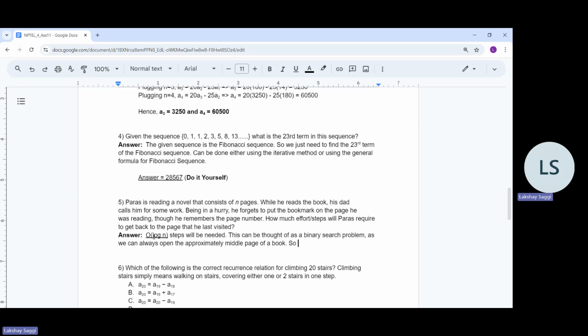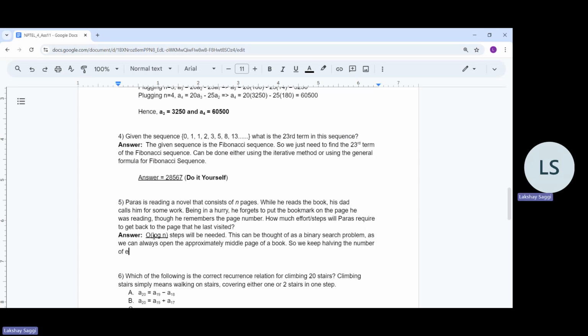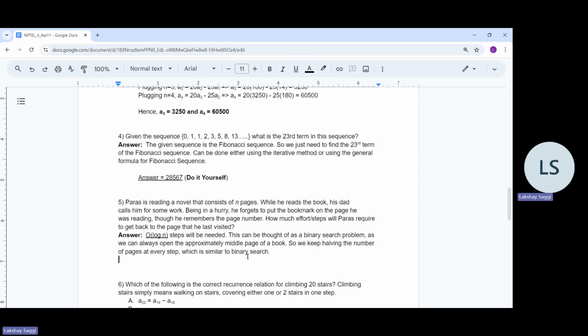So what we do is we keep halving the number of pages at every step, which is similar to binary search. So this is the high level idea, and that's why we need order log n steps, because binary search also takes order log n steps.